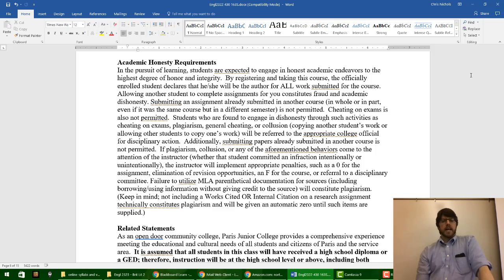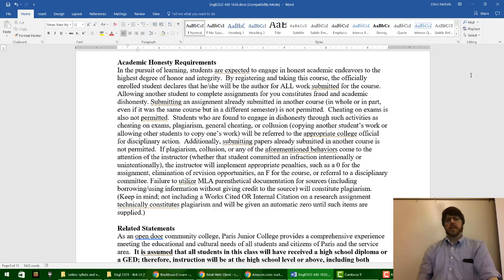Failure to utilize MLA parenthetical documentation for sources, and that's including borrowing or using information without giving credit to the source, will constitute plagiarism. However, I'm a little bit more open on that, and I'll let you revise that. Like if you just quoted something and forgot to put the quotes around it, I'll let you turn that back in and give me the quotes with the citation. I just understand that's usually, I forgot. That's fine.